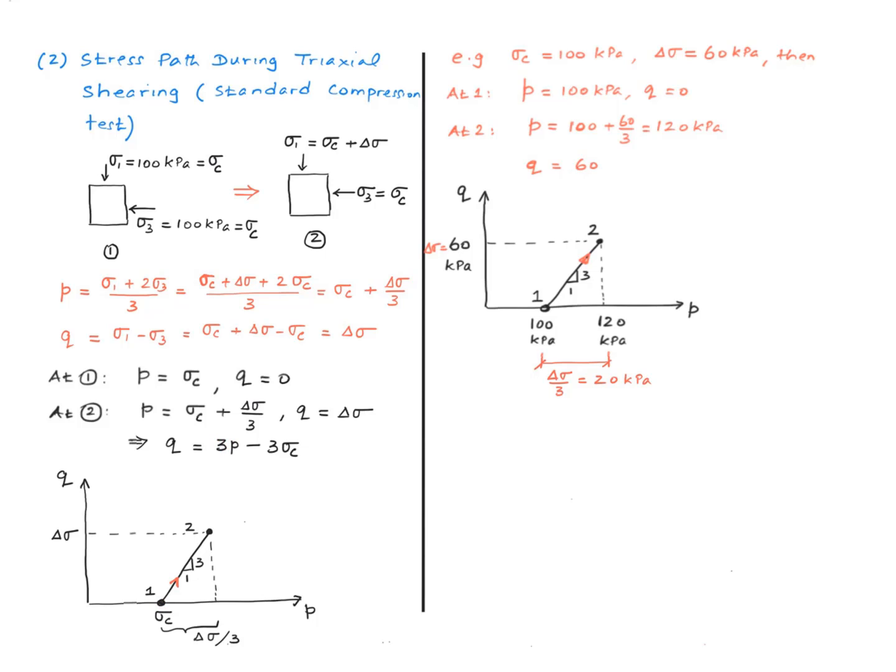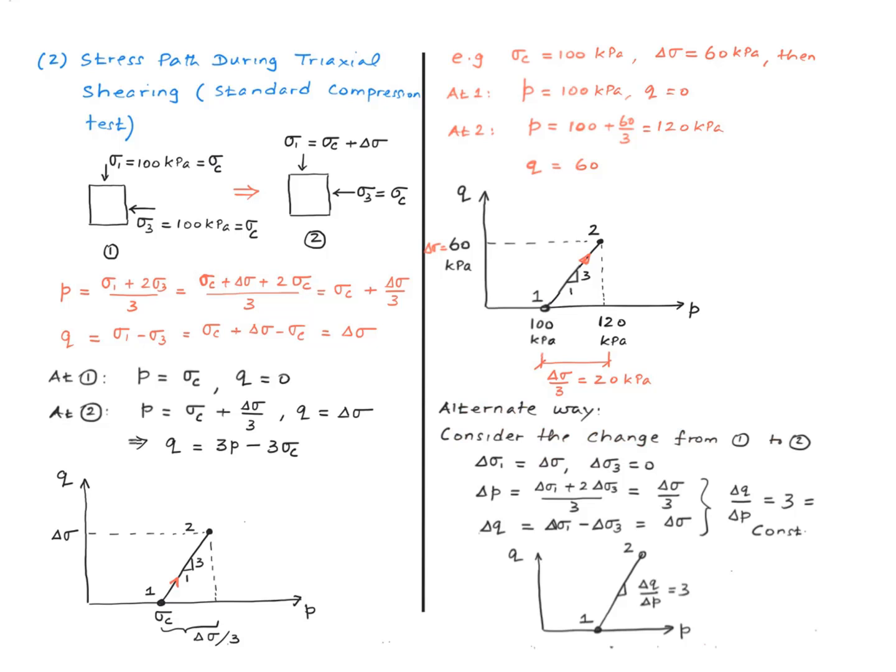Point 1 plots here, point 2 plots there, and at point 2, our q is simply the deviatoric stress, and P changes from sigma c by delta sigma over 3. So if I were to use some numbers, here are the calculations. So in this approach, I had to combine these two equations in order to figure out the equation of the stress path. It turned out to be a straight line. So now I know I can connect point 1 to point 2 by a straight line, right?